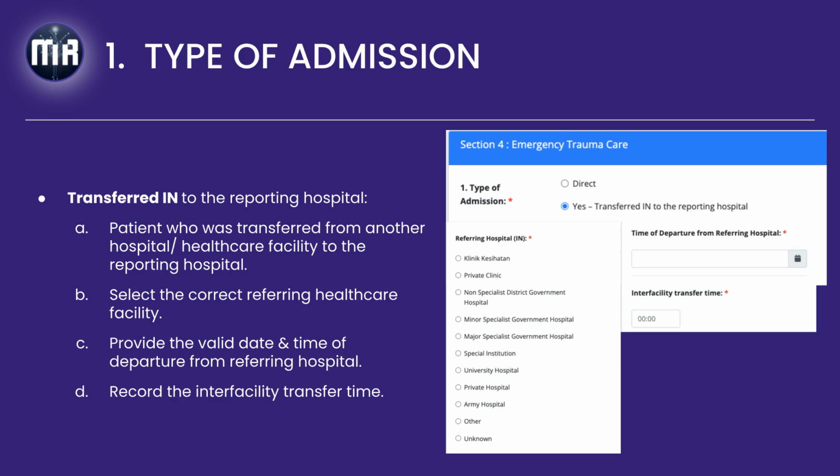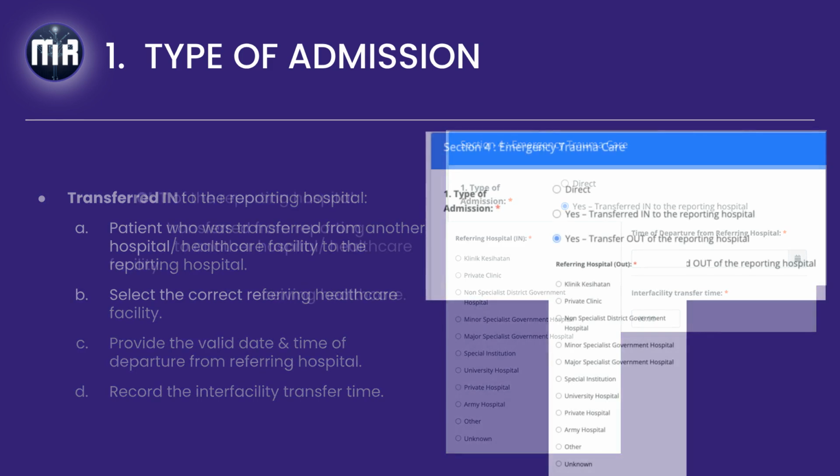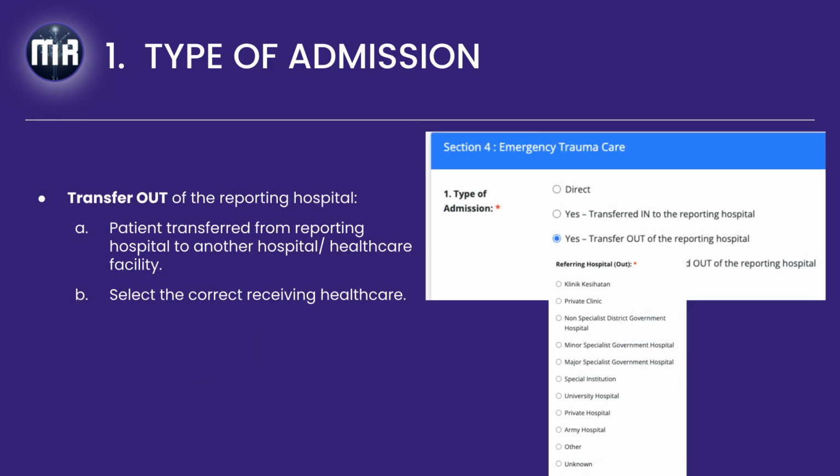the reporting hospital. Please select the correct referring healthcare facility from the list, provide the exact date and time of departure, and record the interfacility transfer time accurately. Transfer out of the reporting hospital refers to a patient transferred from the reporting hospital to another hospital or healthcare facility. Please select the correct receiving healthcare facility.